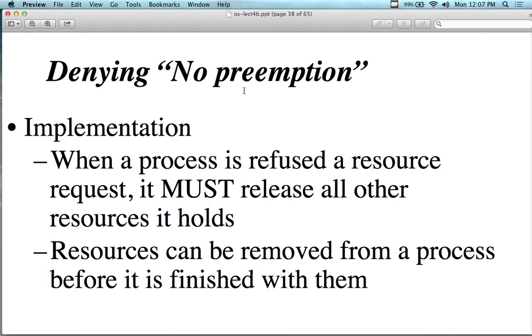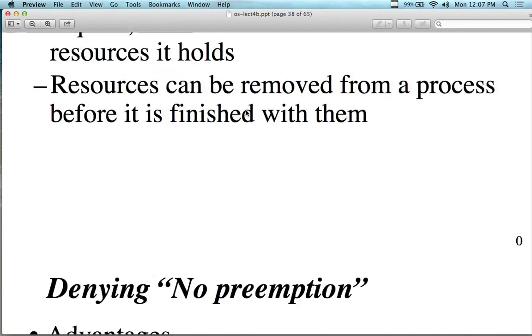So in a non-preemptive system, you can't remove the resources. In a preemptive system, you can remove the resources. You can stop it from running.